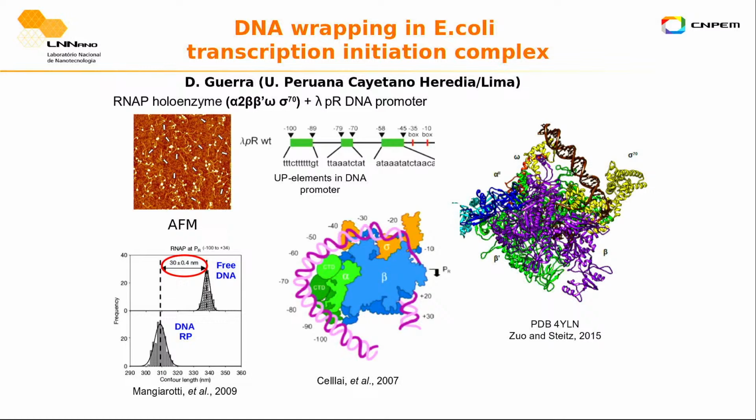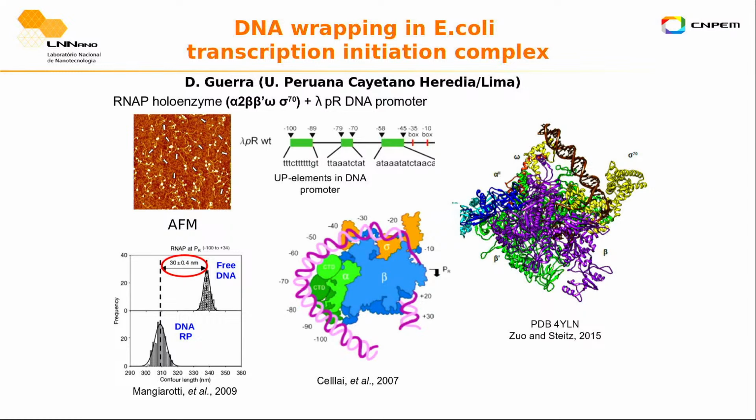This is a project that we started with Daniel Guerra from Universidade Peruana Cayetano Heredia. A long time ago we met and decided to try some negative staining at that time, and later on cryo-EM. The idea is that they know by AFM that if they measure the size of a piece of DNA together with RNA polymerase, there is a dislocation in the size of the DNA.